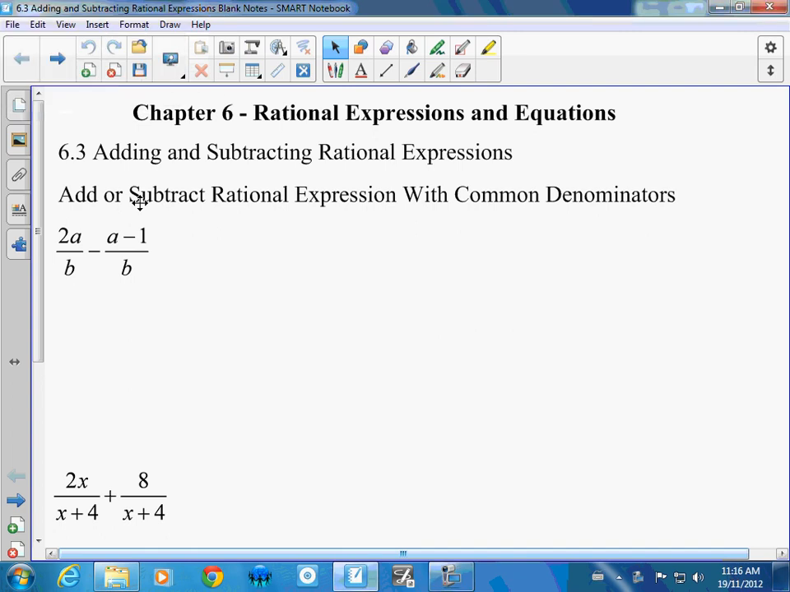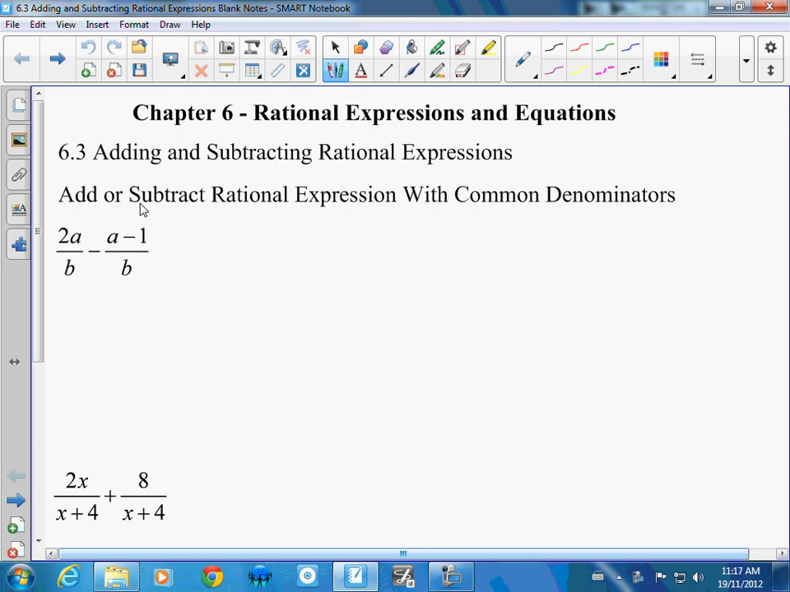Okay. 6.3, adding or subtracting rational expressions. Guys, you know the basic concept. If you have fractions and you want to add or subtract them, what do you have to find? Common denominator. Guess what you have to do with rationals? You need common denominators. Exact same concept, right? Just because they look fancy doesn't mean the basics of math go away.